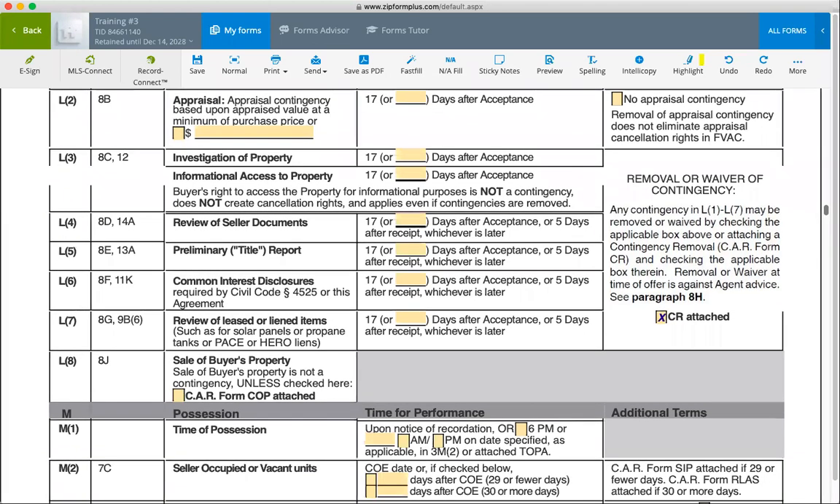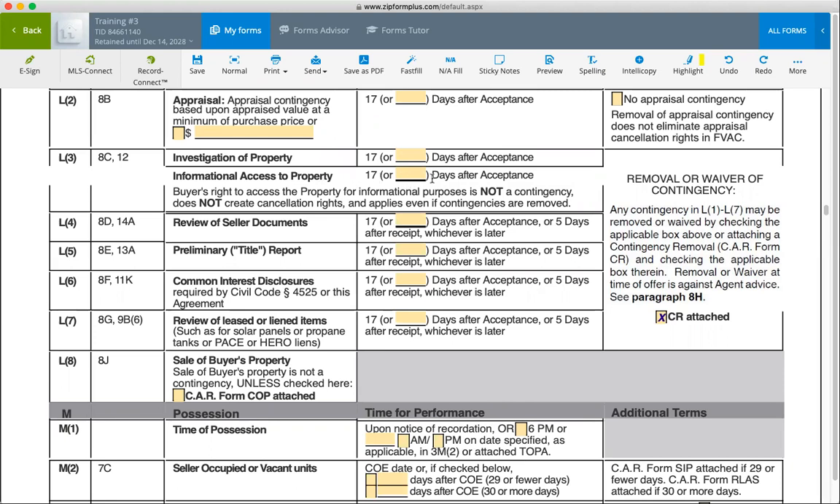Okay. L3, investigation of the property. So we'll get into paragraph 8C and 12 deals with investigation of the property and the definition of that. So we'll get to that shortly, but the default is 17 days. Often in a competitive situation, you want to do that a shorter period of time, 10 days, 5 days, depends on what reports you might already have, things like that. So check with your manager if you have any concerns about when you're writing that up.